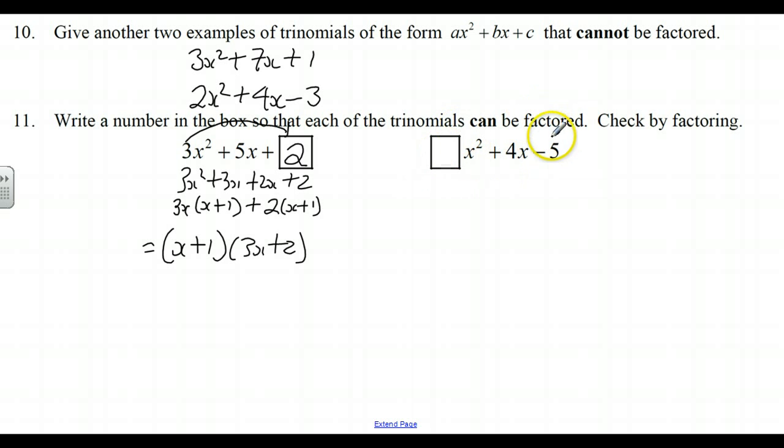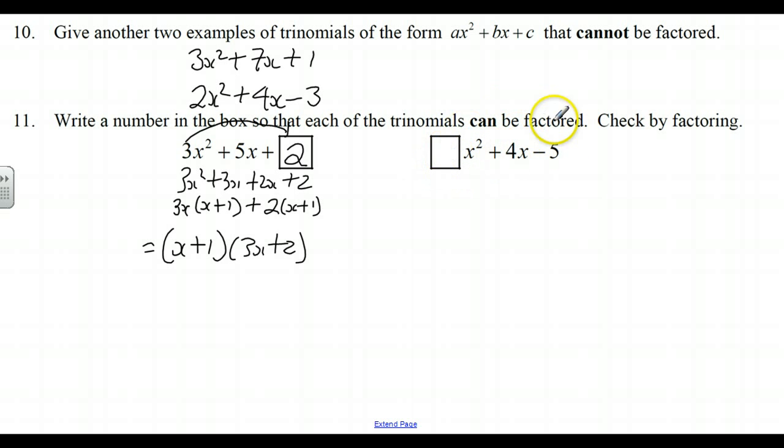If I put a 3 in here, that would be 15. 1 and 15, 3 and 5, don't differ by 4. If I put a 4 in here, I get 20. 1 and 20, 2 and 10, 4 and 5, none of those differ by 4. If I put a 5 in here, I get 25. Well, no, won't differ by 4.